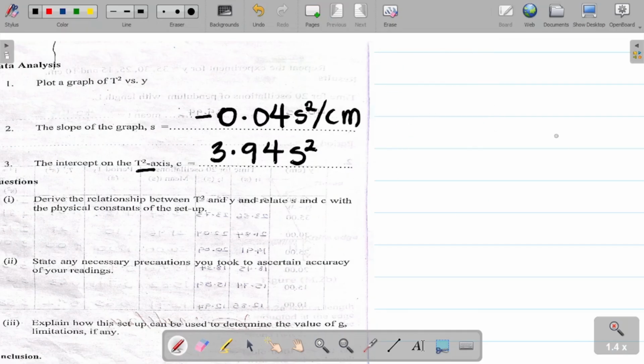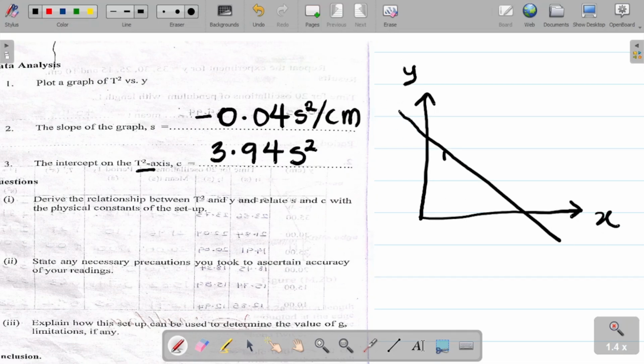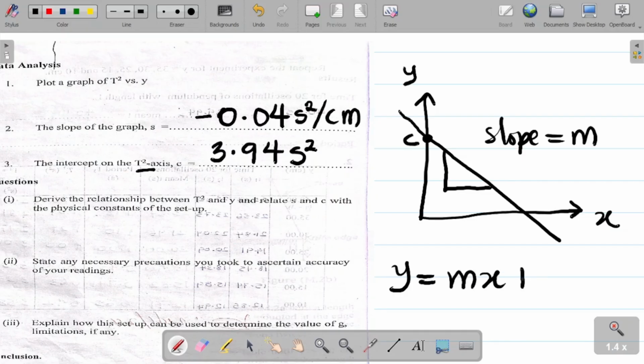So here's what you should note. If I have a graph like this, where this is y and this is x, and the graph goes this way, and I have my slope. Let's say the slope is equal to m, and let's say it cuts the y-axis here at c. From the idea of the straight line equation, we say that y will be equal to what there? mx plus c. This is the equation of a straight line.